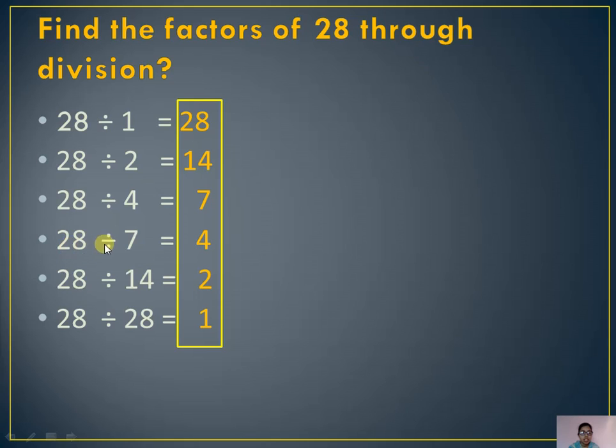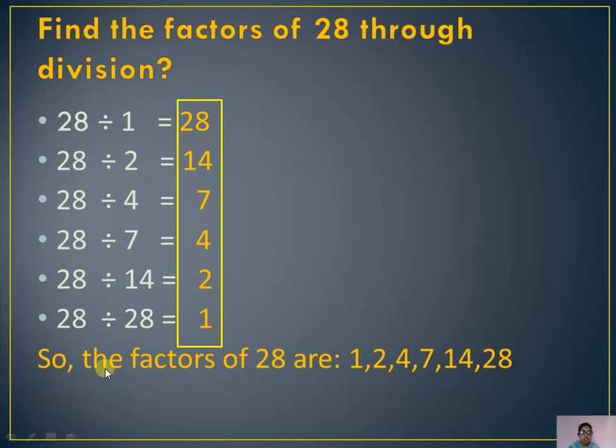Now, 28 divided by 7 gives the quotient 4 and remainder 0. 28 divided by 14 gives the quotient 2 and remainder 0. And 28 divided by 28 gives the quotient 1 and remainder 0. It means the factors of 28 are 1, 2, 4, 7, 14 and 28.